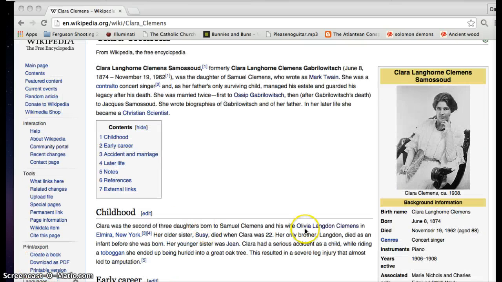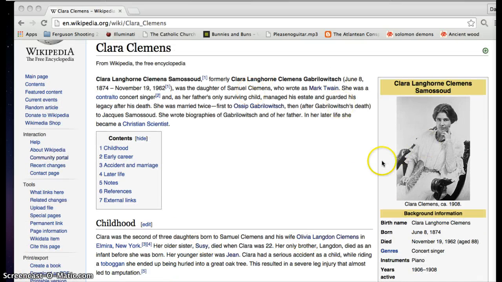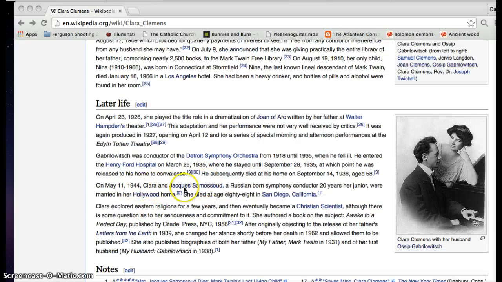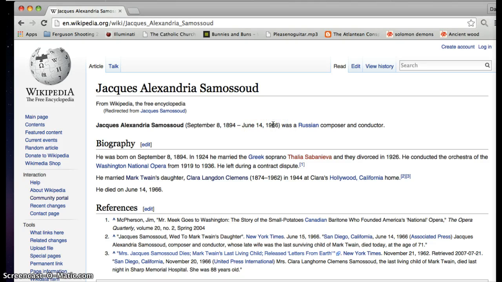And the only kid who lived a long time was Clara, and she died aged 88 on November 19th, 9/11, 1962. Her only daughter was named Nina, and she was the last known lineal descendant of Mark Twain, died on January 16th, 1966. And Clara married this guy on May 11th, 1944, and he died in 1966.